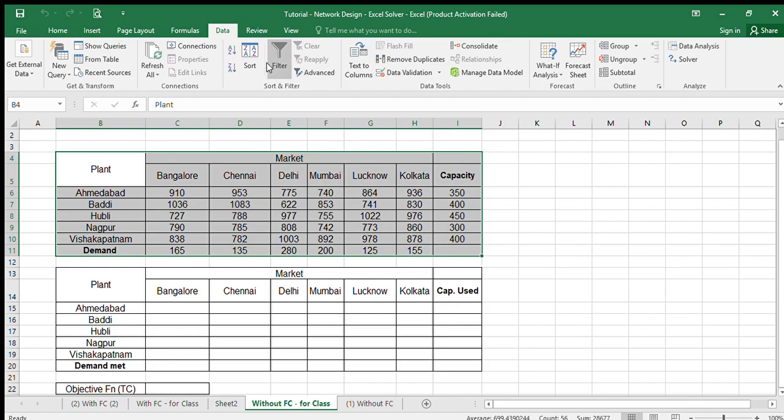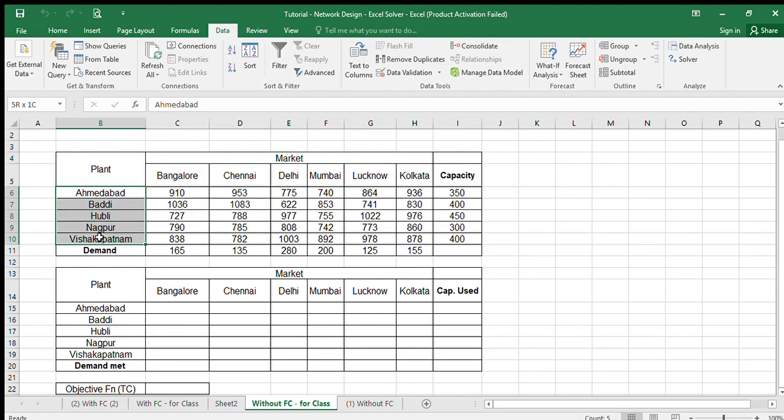So the first column will give you the list of plants, and the top row will represent the markets. This is the unit cost of producing and transporting the item from the plant to the market. And the last column will give you an idea about the capacity. Capacity at Ahmedabad is 350 units in a quarter, Badi 400, Hubli 450, Nagpur 300 and Vishakhapatnam 400.